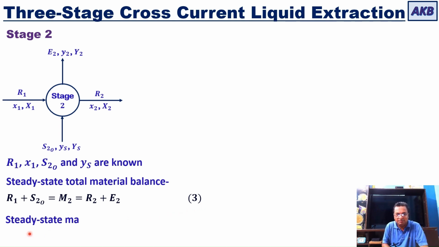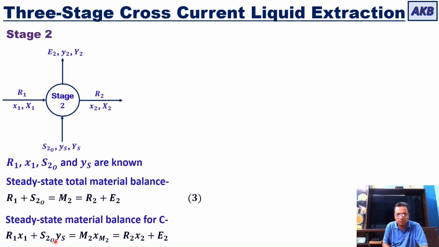And then we will write the steady state material balance for C. It will be R1 into X1, total into fraction, plus S20 into Ys, that is equal to M2 into xM2, mass of the mixture and weight fraction of C in the mixture in stage 2, that is equal to R2 into x2 plus E2 into y2.